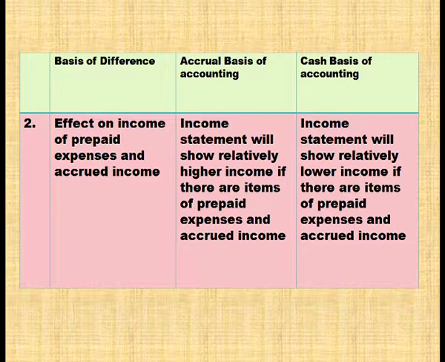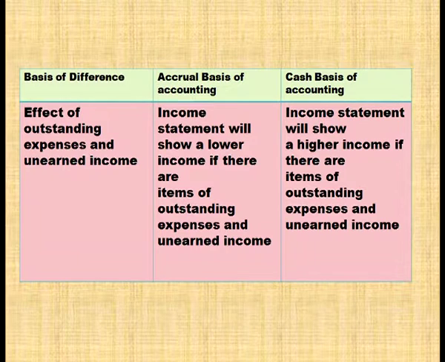in the balance sheet. Next, basis of difference, effect on income of prepaid expenses and accrued income. Income statement will show higher income if there are items of prepaid expenses and accrued income in accrual basis of accounting. In cash basis of accounting, income statement will show lower income if there are items of prepaid expenses and accrued income.